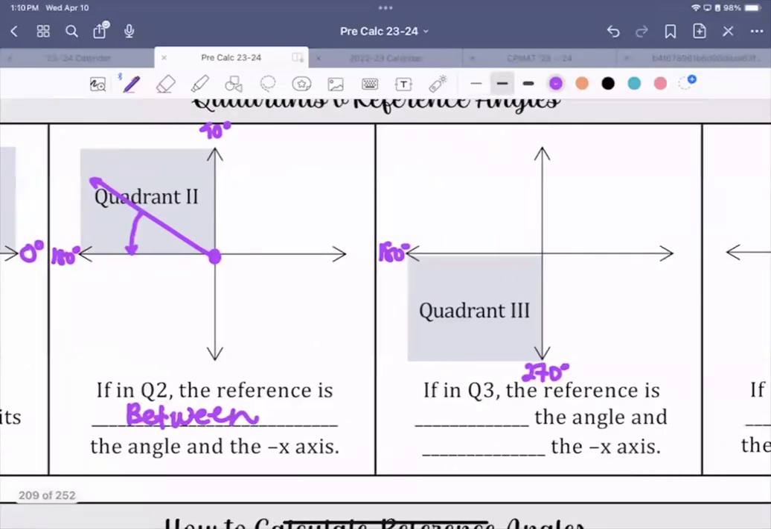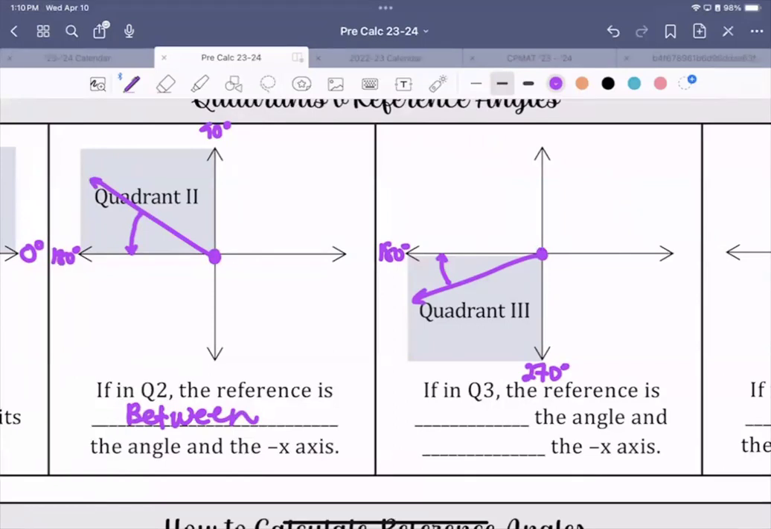Looking at quadrant 3, so I'm going to draw my vertex and just a random terminal side. If you look at this one, it is actually below our x-axis. So it's going to come up and meet right there. So our reference there is still in between our terminal side and our negative x-axis. Specifically, it's going to be the space below the axis and above the terminal side.